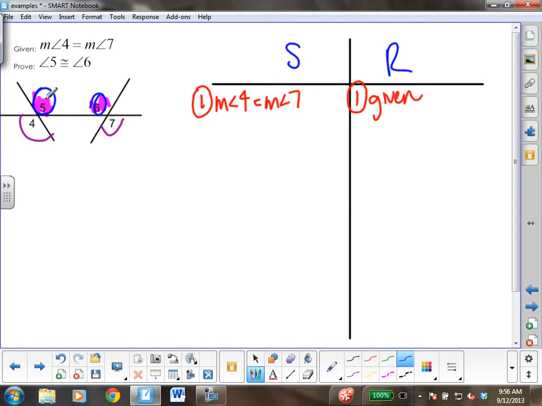I'm also going to get the angles that I want into my proof. To do that, I'm going to use vertical angles. So, angle 4 is congruent to angle 5 because of the vertical angle theorem.